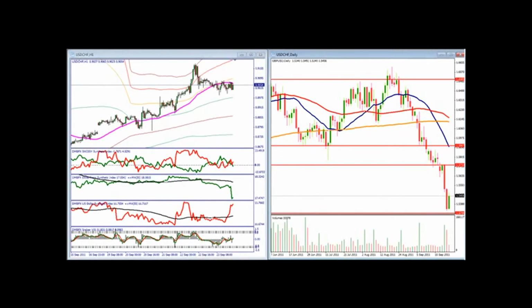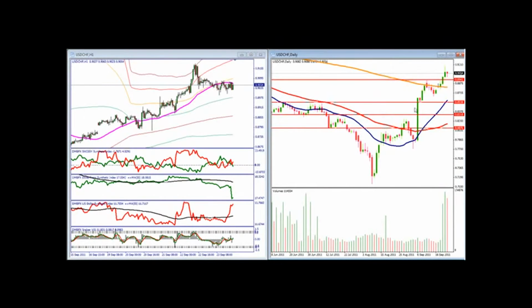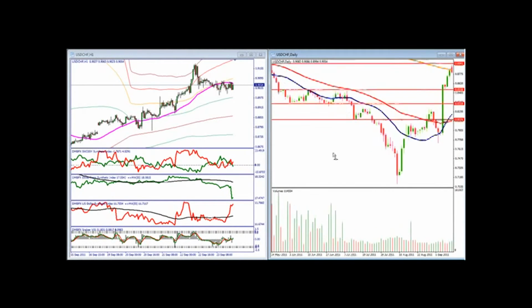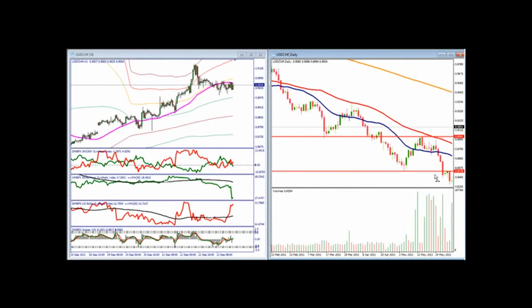Finally, we have the dollar franc. What a beautiful move upwards. We've been watching the 0.89. Look at the volume as we push through. We got the volume to push us through. And so now we'll scroll over for a second and see if we got anything.